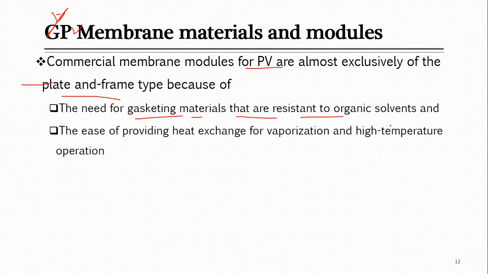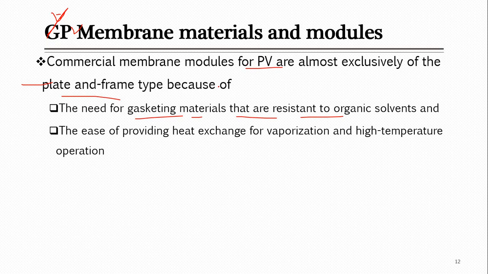Then the other main advantage of plate and frame is the ease of providing heat exchange for evaporation and high temperature operation. When you are using plate and frame in these techniques, you may have to provide heat for this evaporation. One, we are reducing the temperature, although at the same time in some applications maybe you need to provide extra heat during this phenomenon. So in plate and frame, it is easy to provide this heat. Their structure is such that inside those modules it is easy to provide the heat.